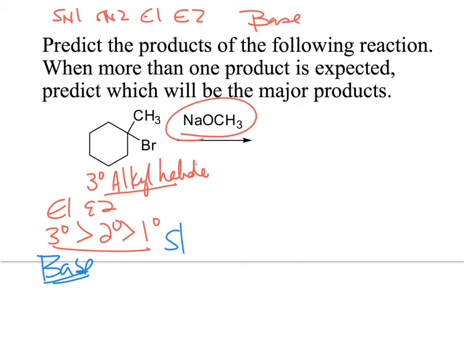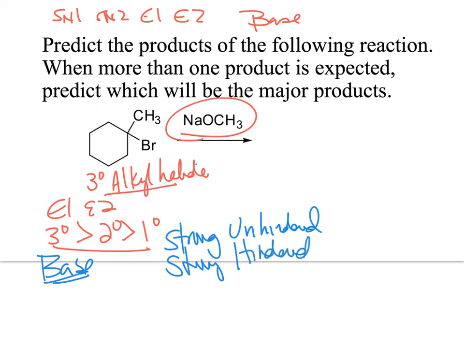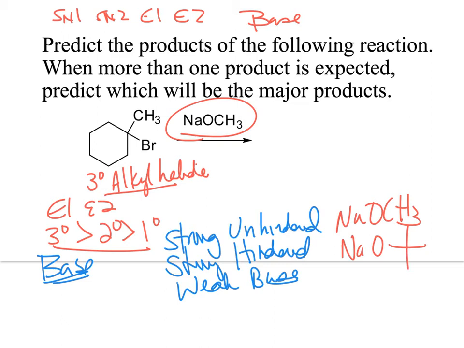You're either going to have a strong unhindered base. You got to memorize what these are. You could have a strong hindered base, and you could have a weak base. And just using the methyl group, a strong unhindered base would be sodium methoxide. A strong hindered base would be sodium tert-butoxide. And a weak base would just be methanol. No negative charge there, okay?